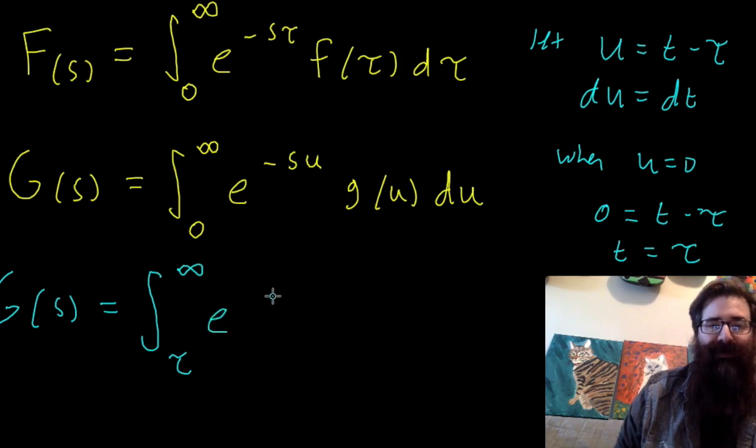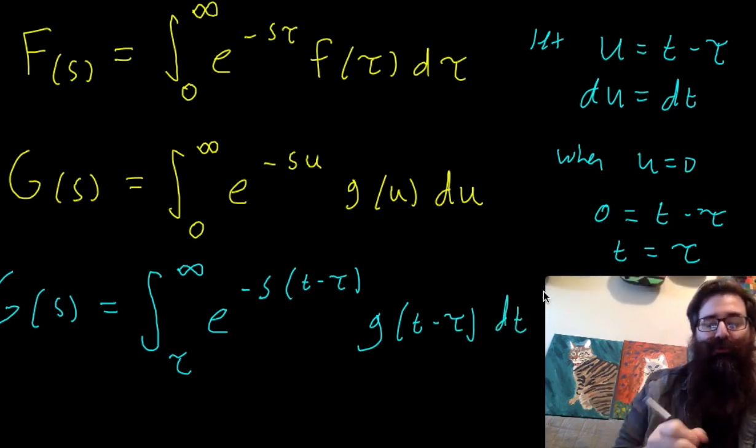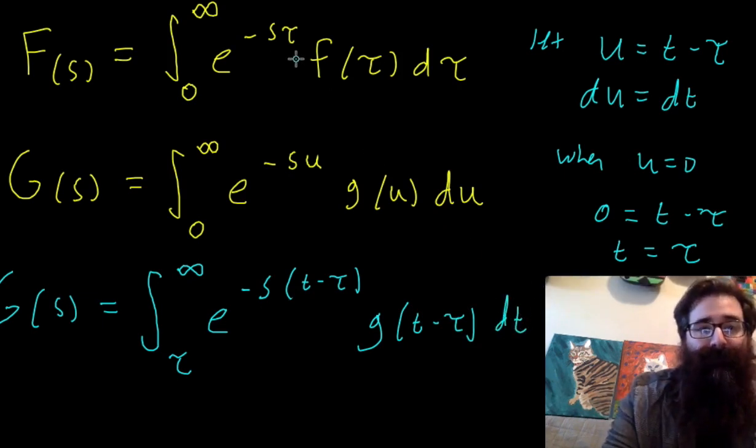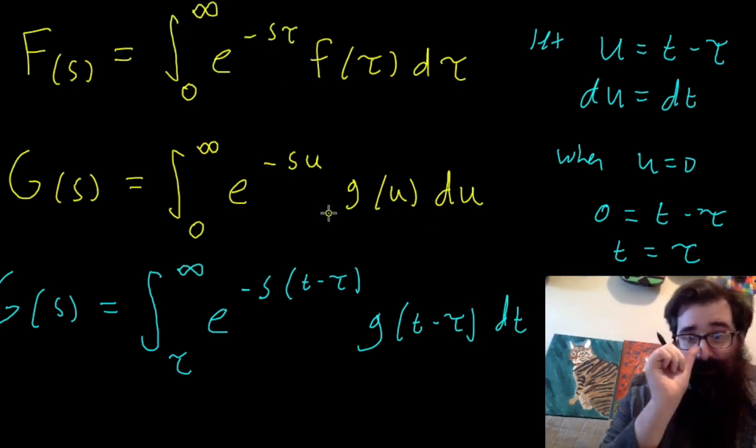And we're going to have e to the power of minus s times, instead of u, we're replacing that, so I'm using parentheses, t minus tau. And then g of u is going to become g of t minus tau. And we said we can swap out du with dt. So now I get this in terms of t. And I have some mention of tau in there now with our variable replacement.